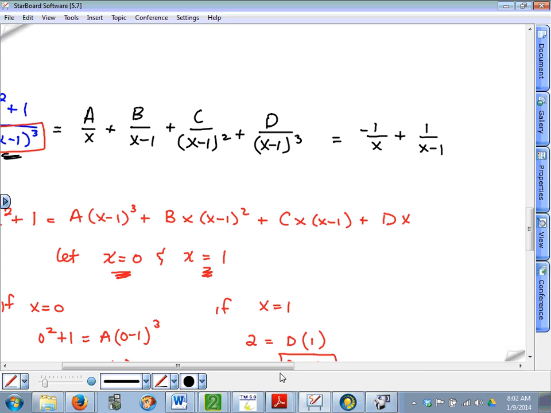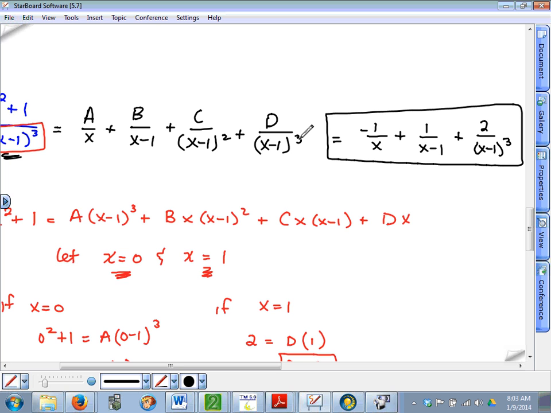Now, yeah, that's what I was just going to ask. If c is 0, 0 divided by anything is what? 0. So if you have one of these that's equal to 0, that term just disappears. We don't need that C term right there. And then d was 2, so this is 2 over x minus 1 to the third. And those are the partial fractions.